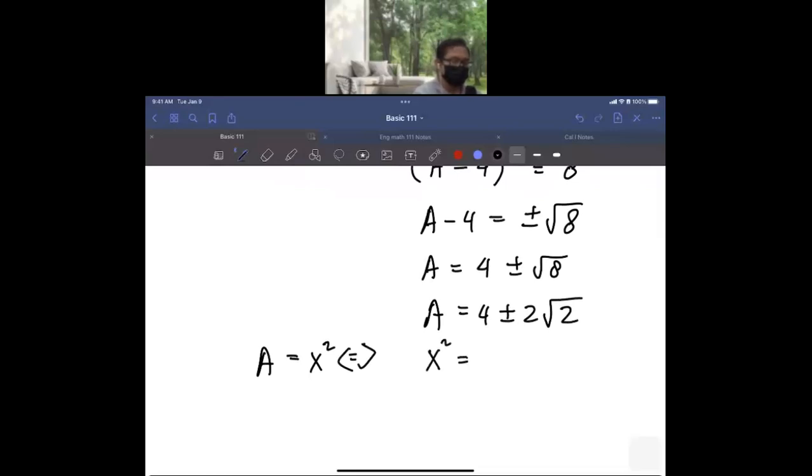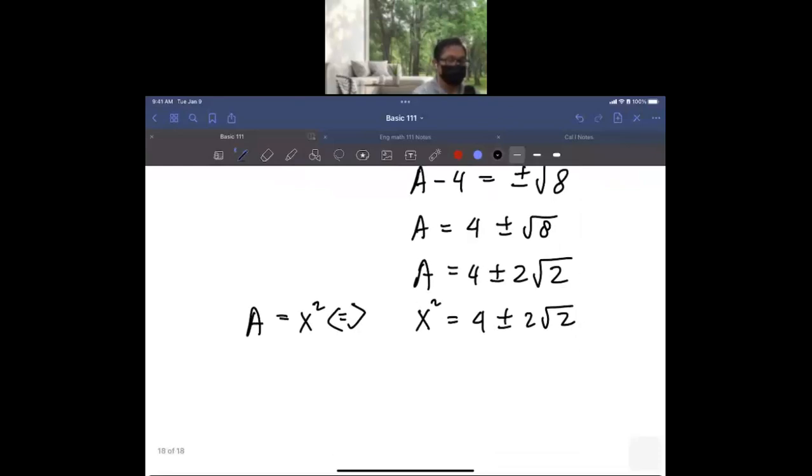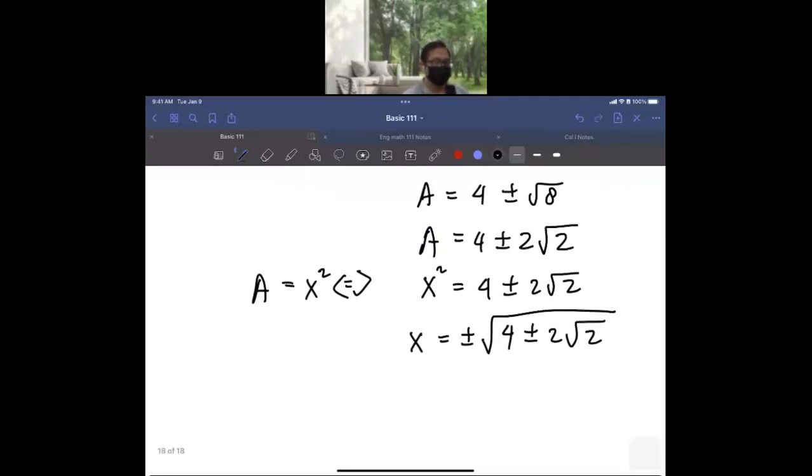Which means this is a. So this is x squared is 4 plus minus 2 square root of 2. So x is plus minus the square root of 4 plus minus 2 square root of 2. So we will have 4 solutions, because we have plus minus and plus minus in the inside.